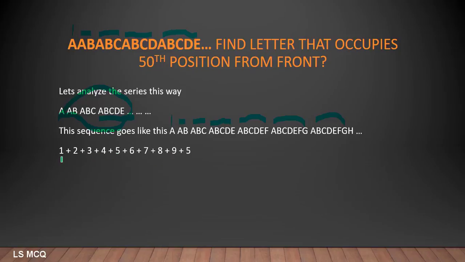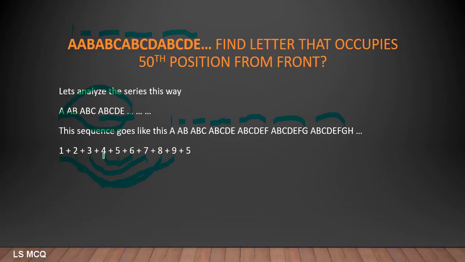So 1 means only A, 2 means AB, 3 means ABC, 4 means ABCD, 5 means ABCDE, 6 means ABCDEF, 7 means ABCDEFG. Similarly we write the whole pattern, and now let's count the position. So 9 plus 1 is 10, 8 plus 2 is another 10, it's 20, 7 plus 3, it's 30. Okay, we are up to 30.